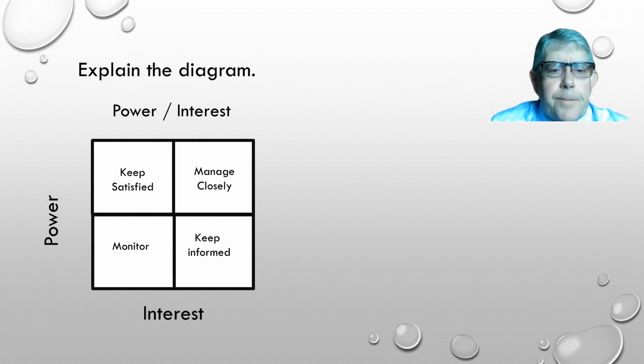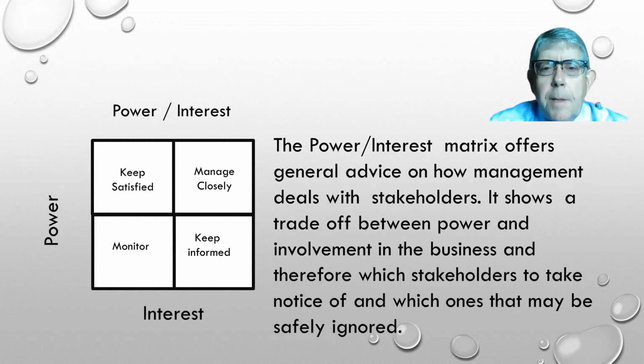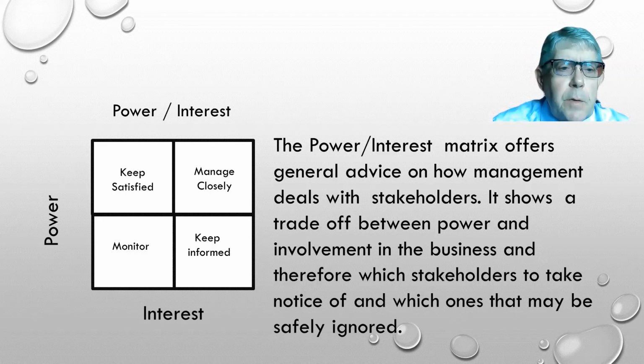Explain the diagram. This is a power interest matrix and offers general advice on how management deals with stakeholders. It shows a trade-off between power and involvement in the business, and therefore which stakeholders to take notice of and which ones that may be safely ignored.